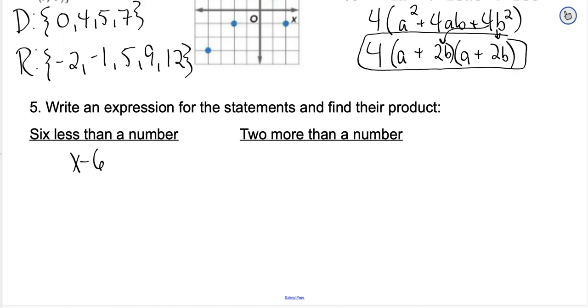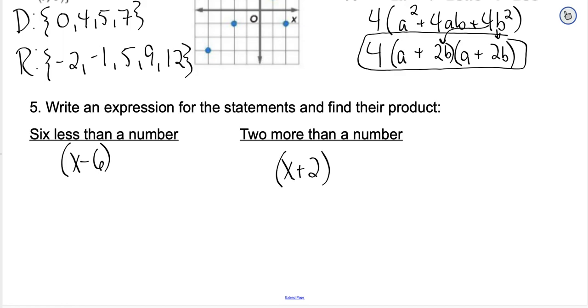This is one that people kind of trip up a little bit because they're just reading it and writing it. So they're like, oh, 6 less than a number. Well, this is really a number less than 6. Like we're taking a number out of 6, right? That's backwards from what we wanted. So this right here is what we should have, okay? Then over here, 2 more than a number, x plus 2.